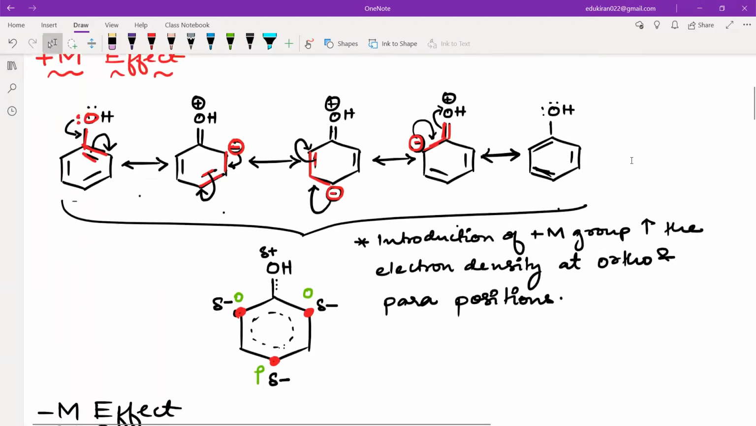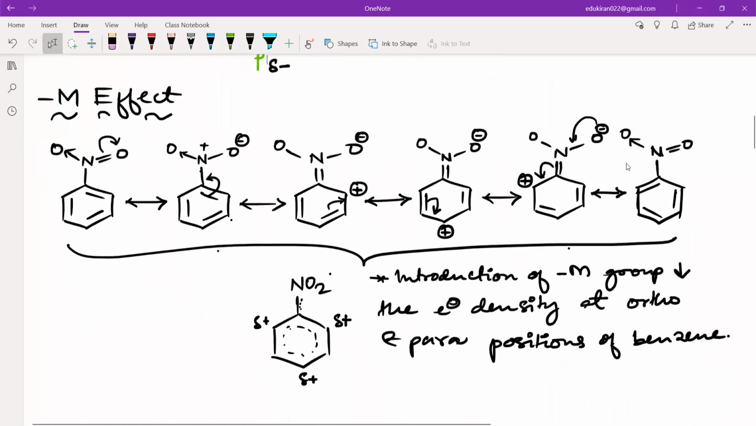Okay. Let us see what happens in minus M. What is happening in minus M? We are decreasing the electron density at ortho and para positions. Correct? So we can definitely say that the attack will not take place from the ortho and para positions. So what position is left now? Only the meta position is left. There is no effect on the meta position. So the meta position is constant, but ortho and para have decreased electron density.